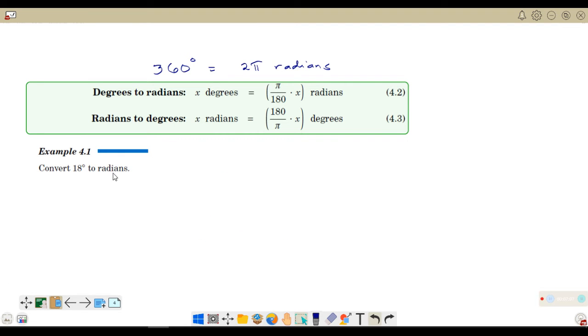So, convert tayo ng 18 degrees to radians. So, ang gagamitin natin ay itong unang formula. We have degrees to radians. We have 18 degrees is equal to pi over 180 times 18 degrees. Yan.